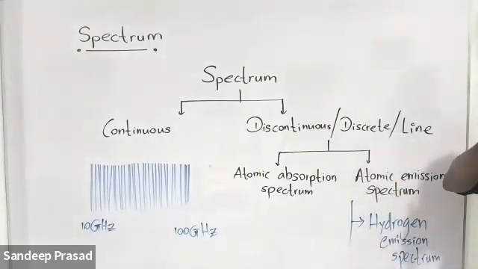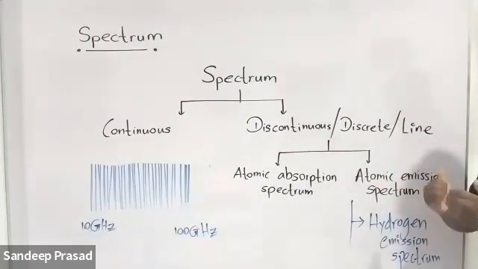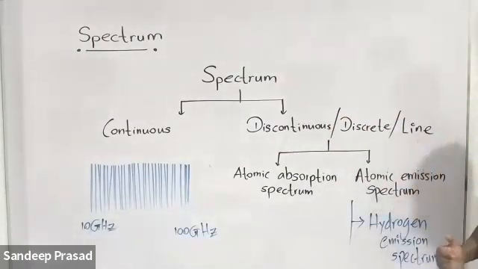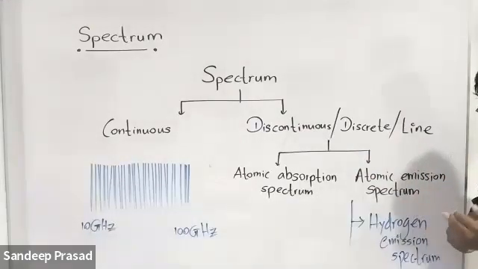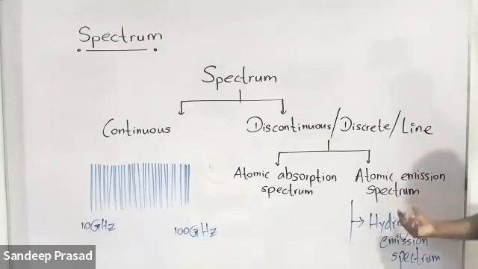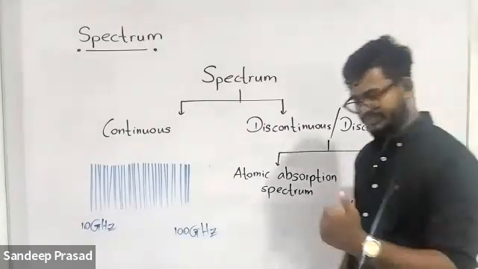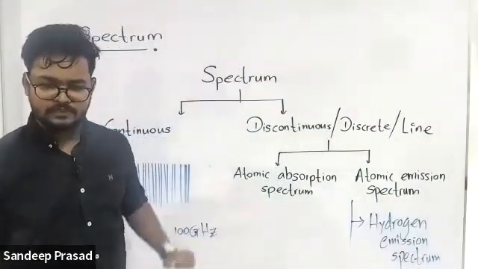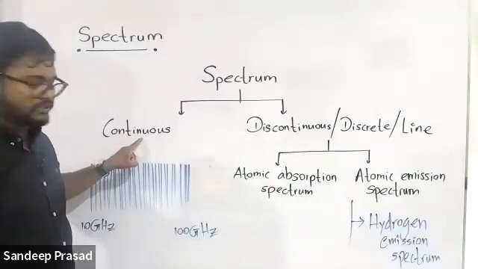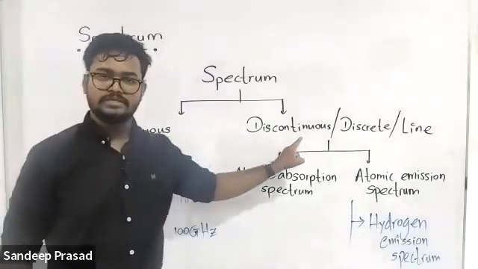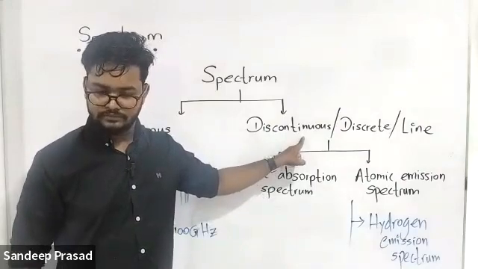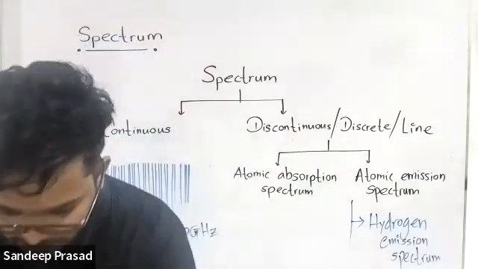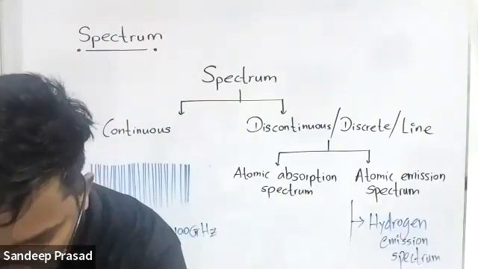So what is the classification? Spectrum can be divided into two parts: continuous and discontinuous, discrete or line spectrum. And discontinuous spectrum can be divided into two parts: atomic absorption spectrum and atomic emission spectrum. Under the atomic emission spectrum, we are going to specifically learn the hydrogen emission spectrum. So this is the classification of the spectrum. Last week I explained and gave you the note on what is continuous spectrum and what is discontinuous spectrum. I gave you the note, isn't it? Can anyone respond?